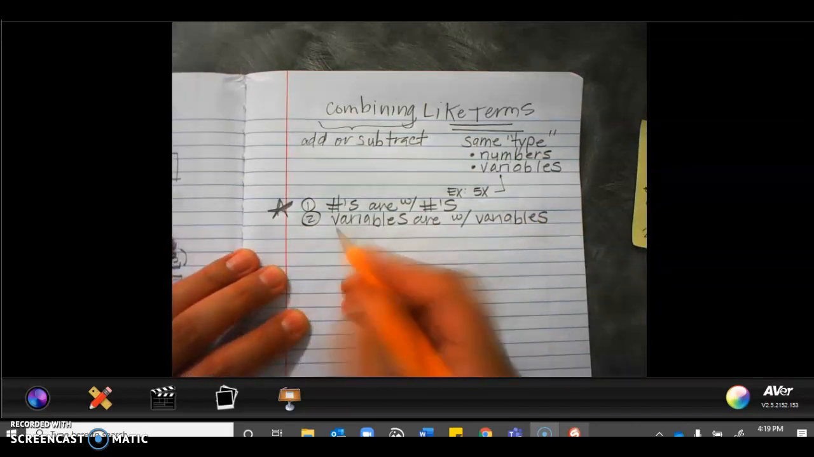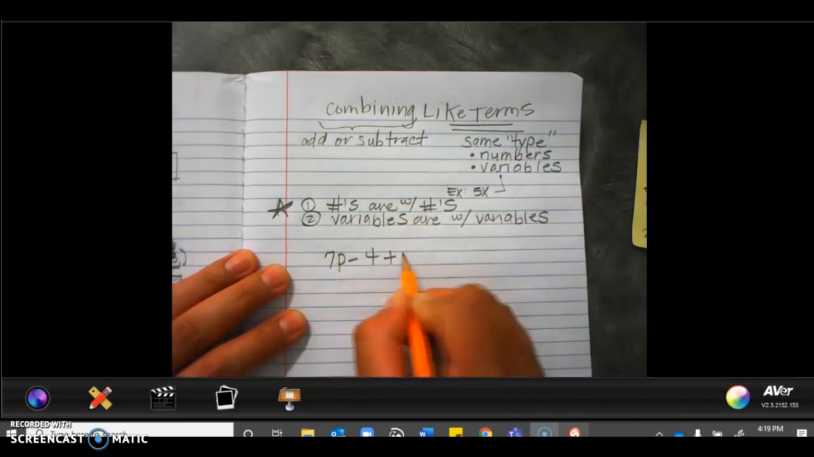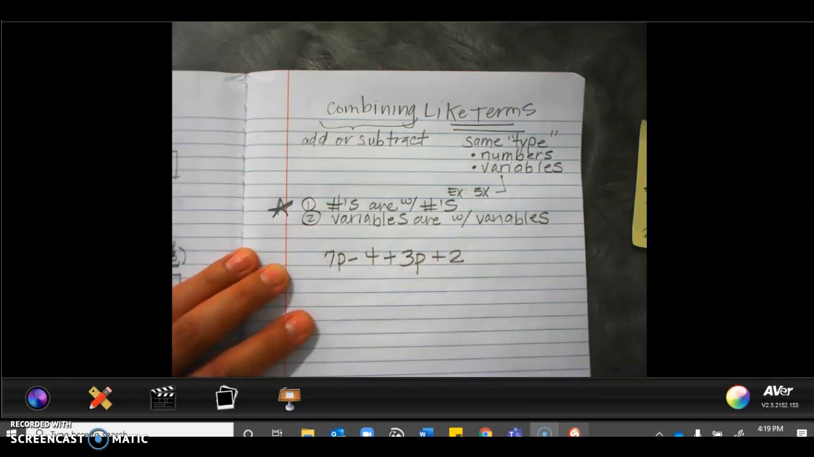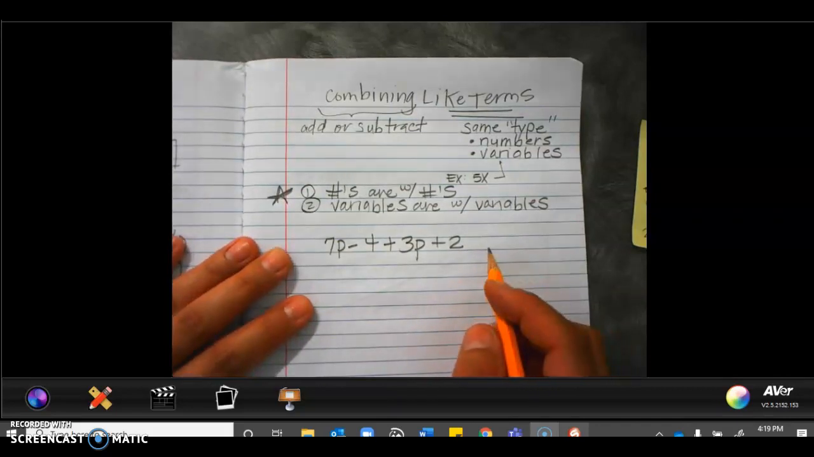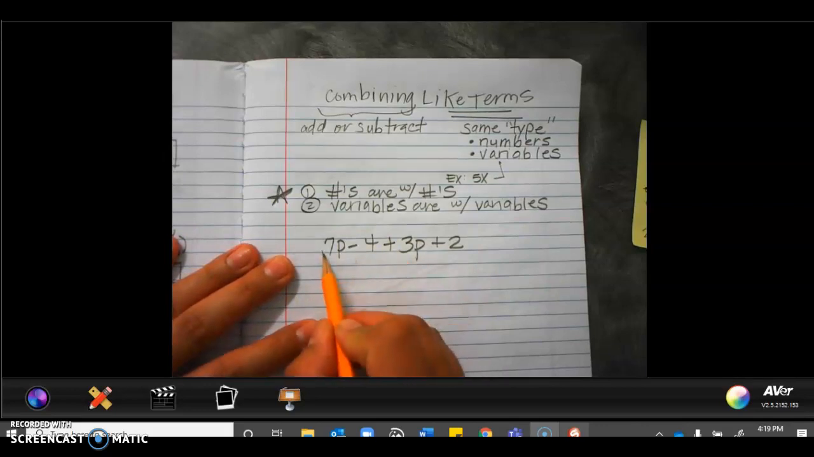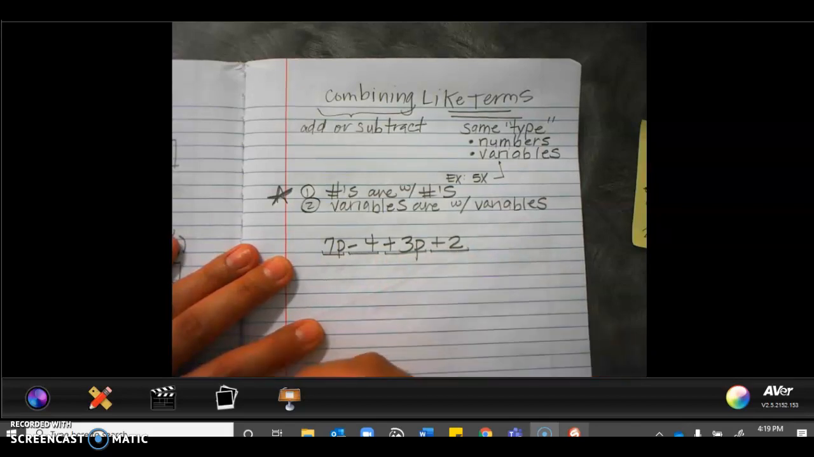Let's do an example. We have 7p minus 4 plus 3p plus 2. This one is an expression because I do not have an equal sign. I'm not actually solving for anything. Expressions, we just simplify. So combining like terms, I have 1, 2, 3, 4 terms. My terms are split by operating symbols. So if I have 3 operating symbols, I know I have 4 terms.